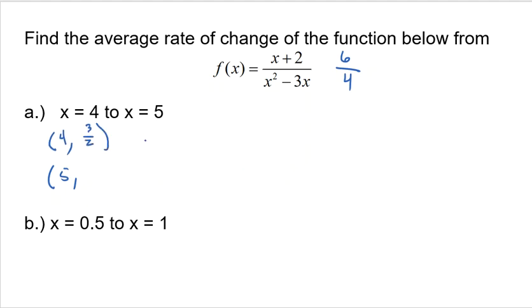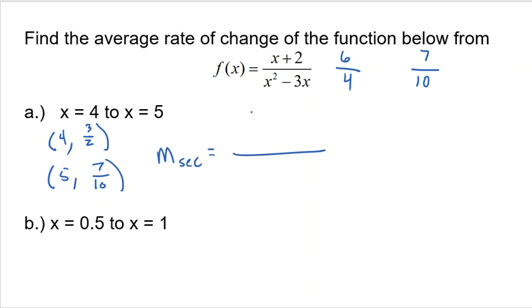All right, now what happens when I plug in 5? 5 plus 2 is 7 on top. 5 squared is 25. 3 times 5 is 15. So 25 minus 15 is 10. So I get 7/10. All right, the fractions are going to make this a little bit tricky, but I have no worries.